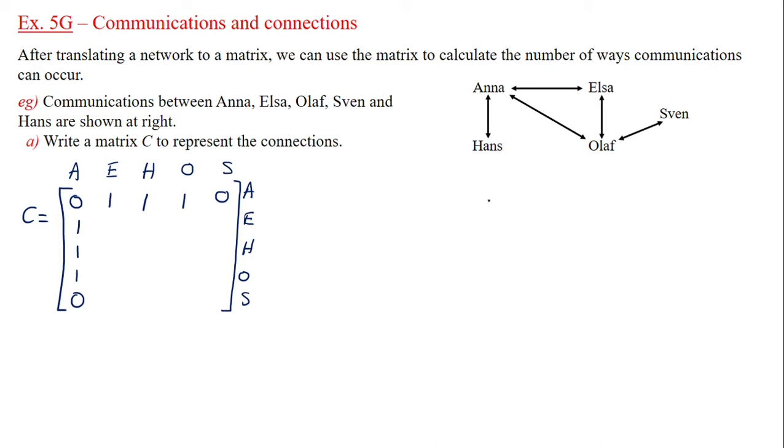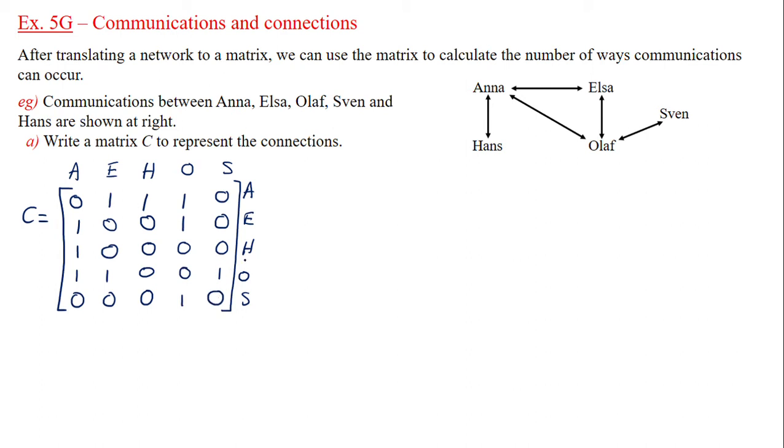We'll keep going. Elsa, we've already filled in the Anna section. She communicates directly only with Olaf otherwise. So she does not communicate with herself, she does not communicate with Hans, she does communicate with Olaf and not with Sven, and we mirror that here. Hans only communicates directly with Anna, so we're going to fill the rest of his row and his column with zeros. Olaf directly communicates with Anna, Elsa, and also Sven, and not himself, and Sven does not communicate with himself.